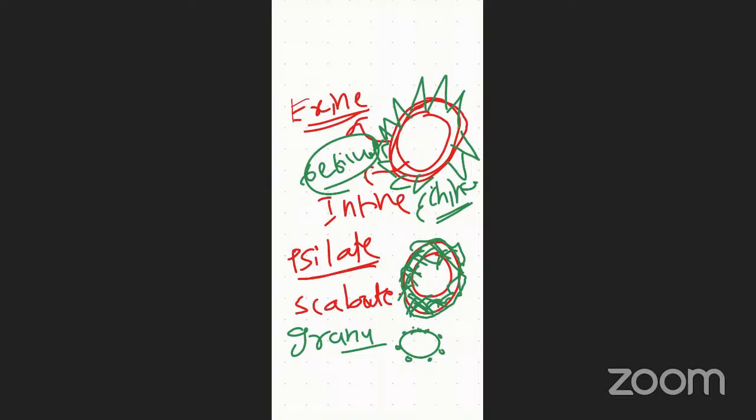After shape, size. Size measurement is taken by polar axis and equatorial axis. You know already where the polar axis and where the equatorial axis are. The polar axis lies between the distal pole and the proximal pole, an imaginary line. Both are imaginary lines. Right. That is size, and then aperture.